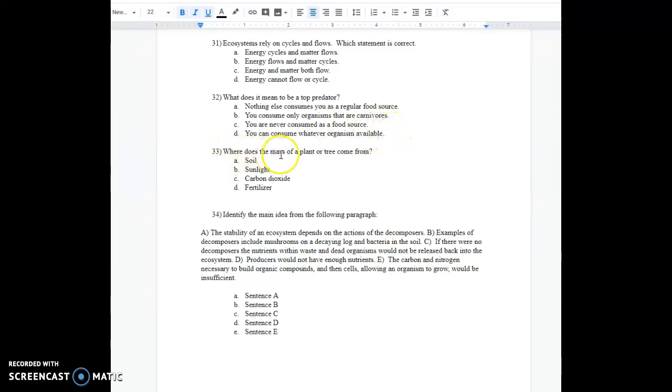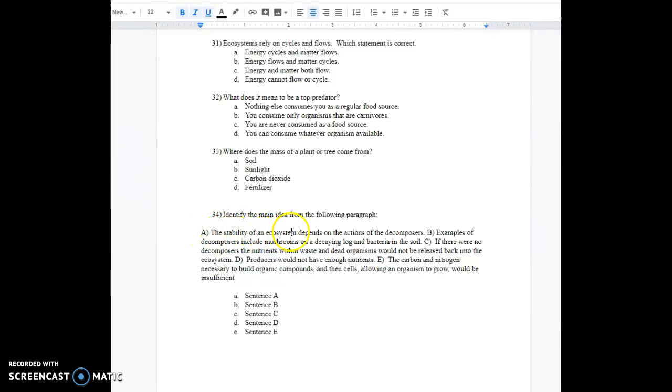33. Where does the mass of a plant or tree come from? A, the soil. B, sunlight. C, carbon dioxide. Or D, fertilizer. Number 34. Identify the main idea from the following paragraph. I'm going to read it without the letters.